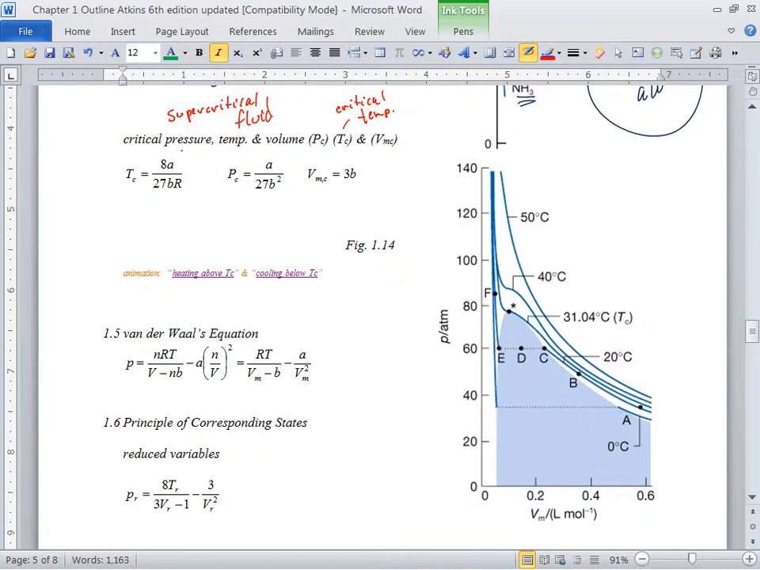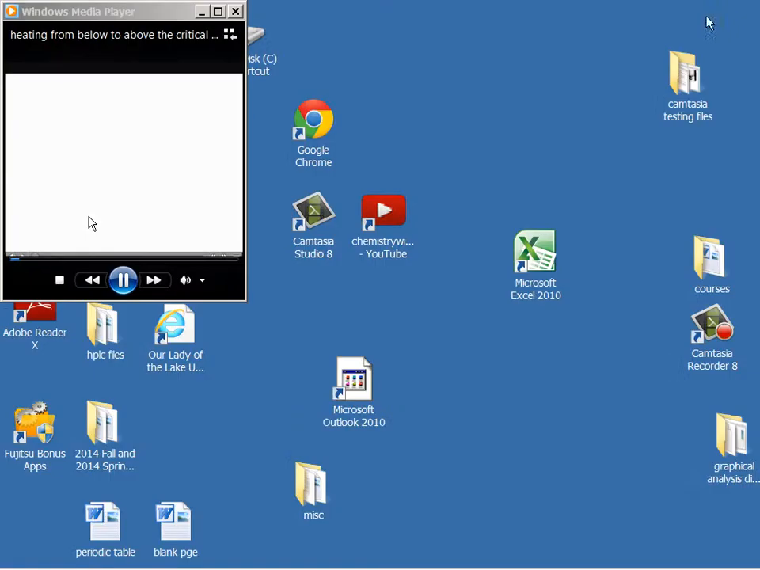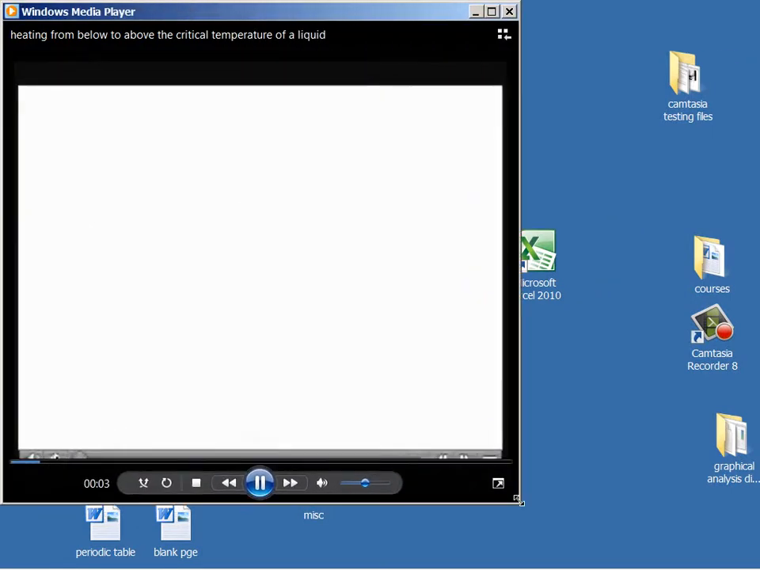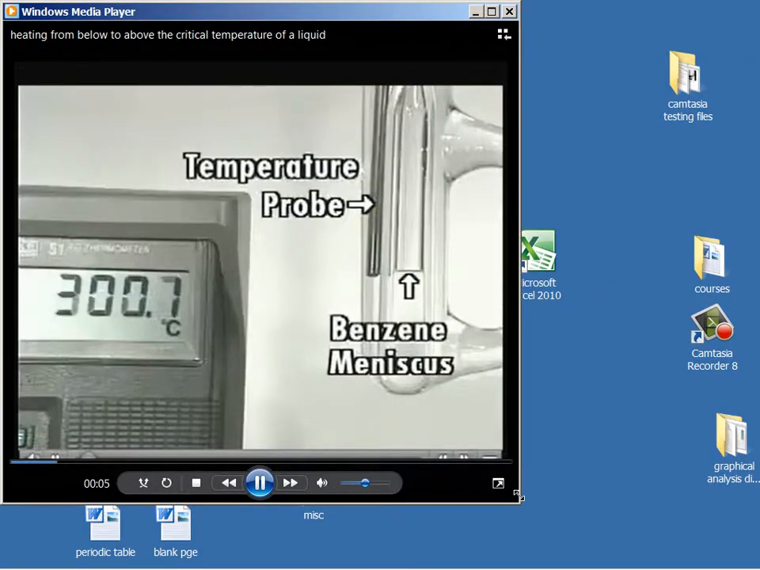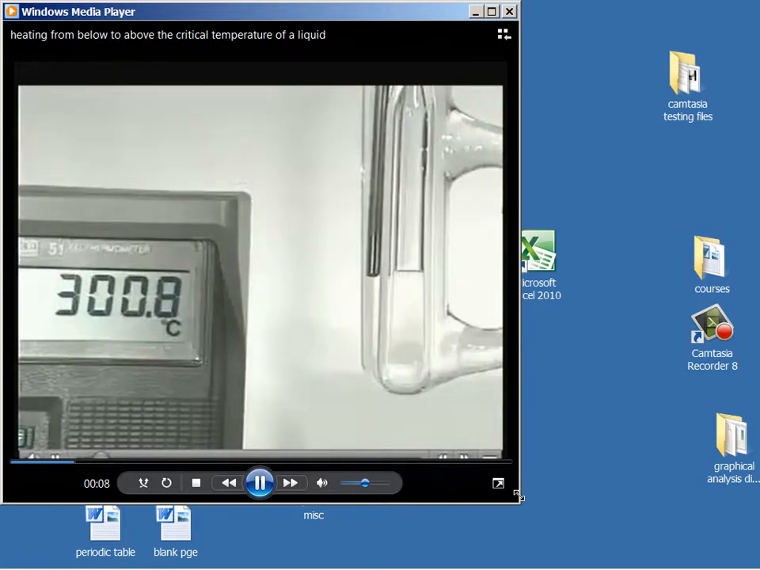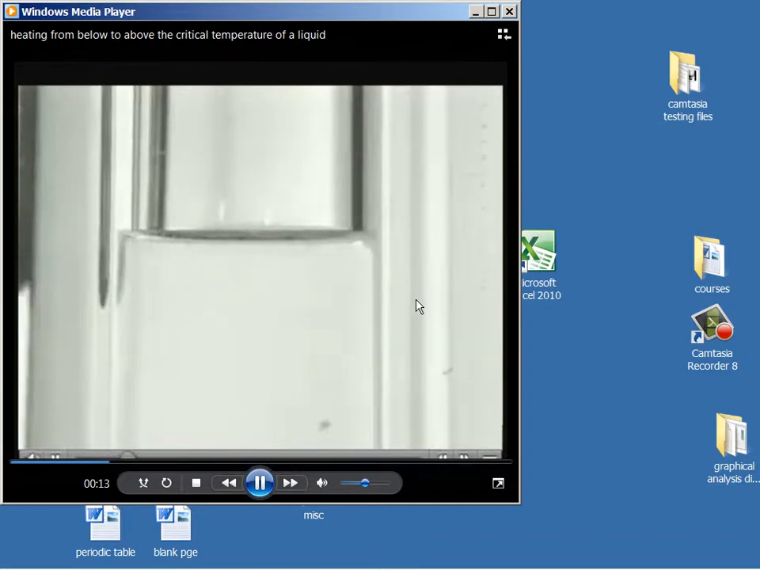So critical temperature, let's see. I think I have a video of this. I don't know if it's much of a video. Let's see. Heating above the critical temperature. I think it's benzene in there. So you can't even see the liquid, can you? I can see it on my little plot. Oh yeah, you can kind of see it. Here's the gas and the liquid. Yeah, it's time to get a new lamp for this thing.